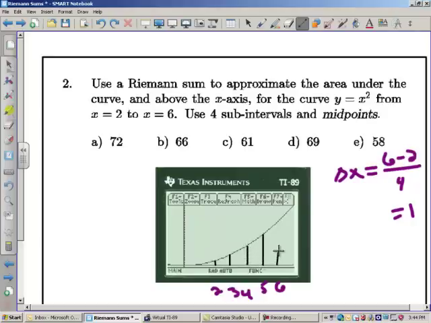5, and 6. Now midpoints means we have to use the number that's in the middle. Now our first interval is from 2 to 3. The number that's in the middle of 2 and 3 is 2.5. So I go from 2.5 up to the curve, and that determines the height of my first rectangle.